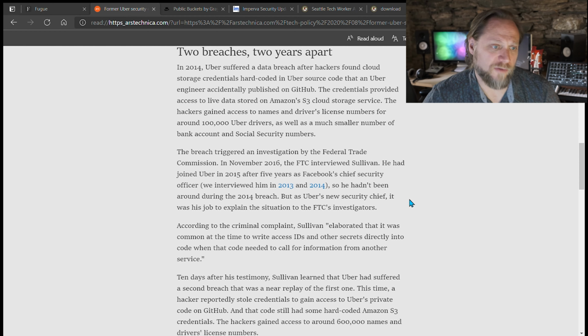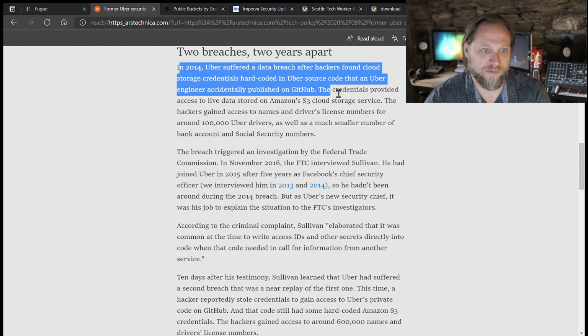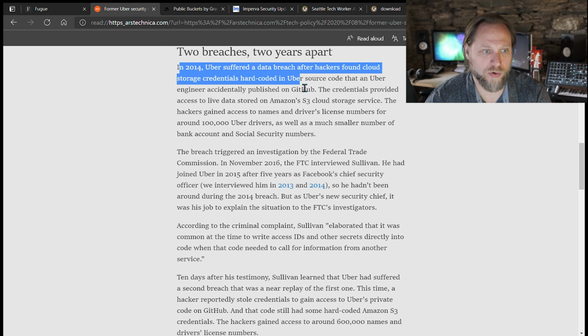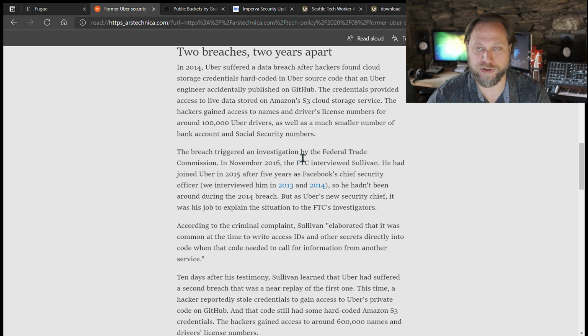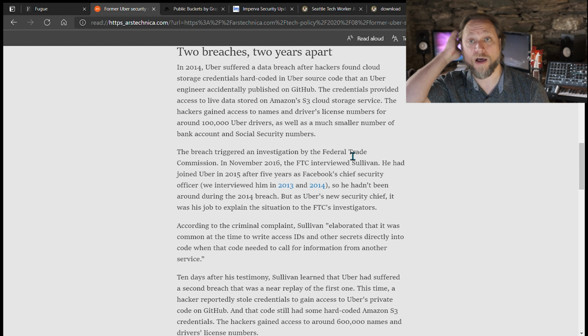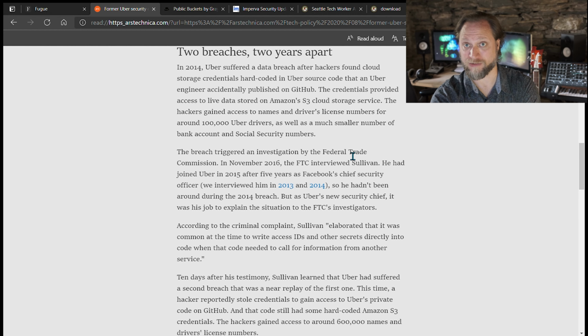All right. The very first explanation is that in 2014, Uber suffered a data breach after hackers found cloud storage credentials hard-coded in Uber source code that an engineer had accidentally published on GitHub. I've heard 2 versions of this story. This is one. The other is that it was in a private GitHub repo. I can't find that source today, but it was in Bloomberg. I just didn't have a chance to find it. That it was in a private GitHub repo, which is interesting.